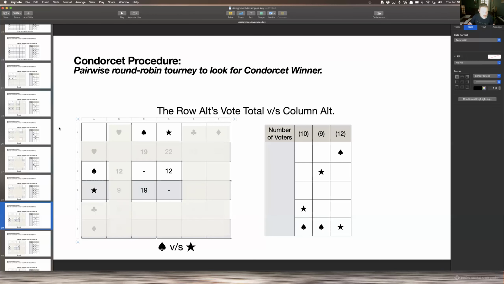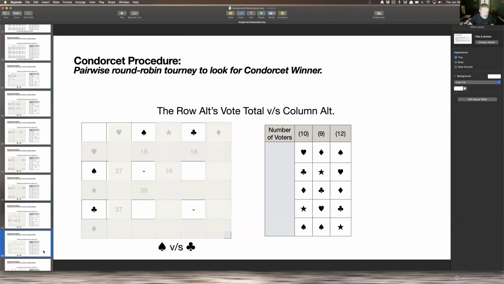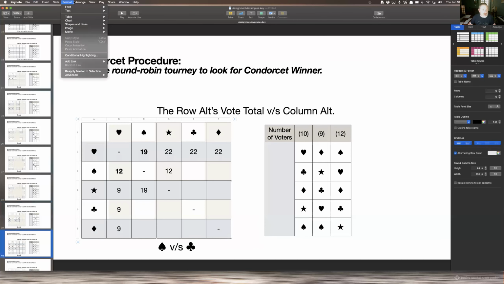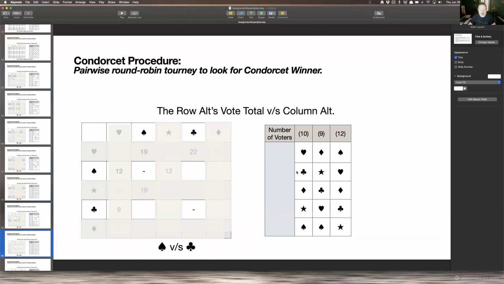We are slowly filling in this whole matrix. So the next one here is going to be spades against clubs. So let's get rid of everything that's not that.